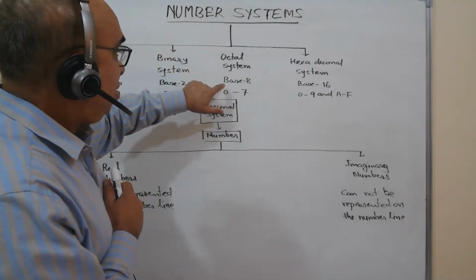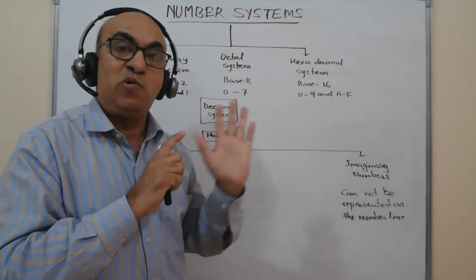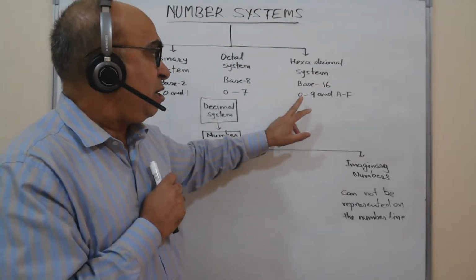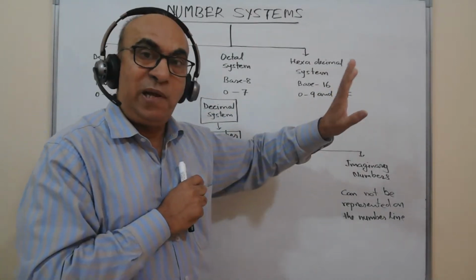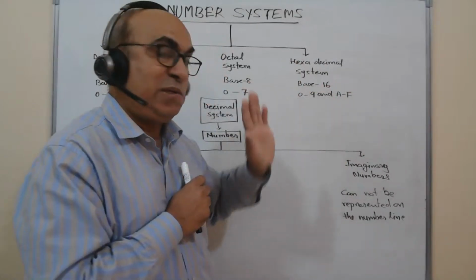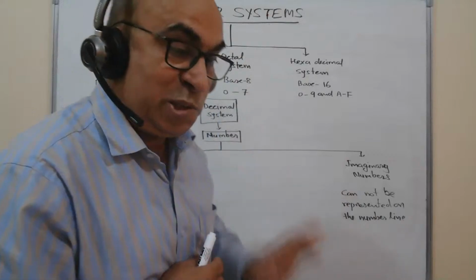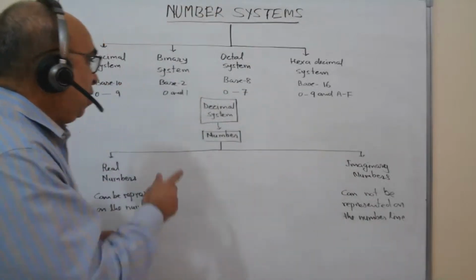Similarly, in the octal system, the base is 8. We are using numbers from 0 to 7. In the hexadecimal system, the base is 16. So 0 to 9, this is 10, and from A to F, that is 6. So total base is 16. So this is about the number systems, because the name of the chapter is number systems. That's why I am telling you what number systems are.